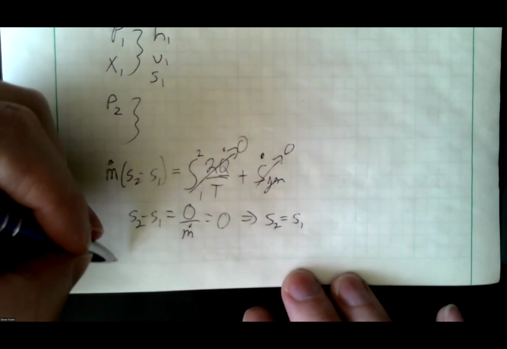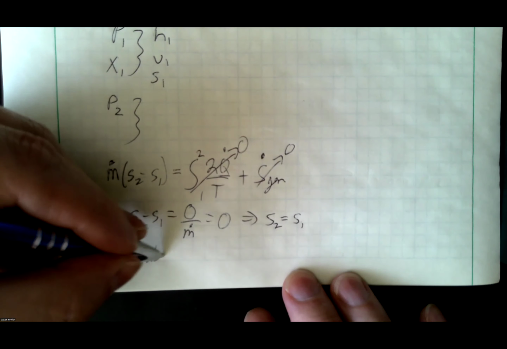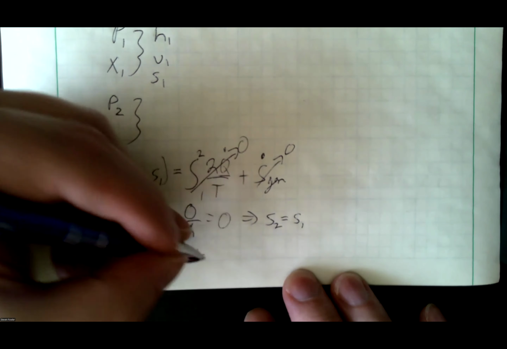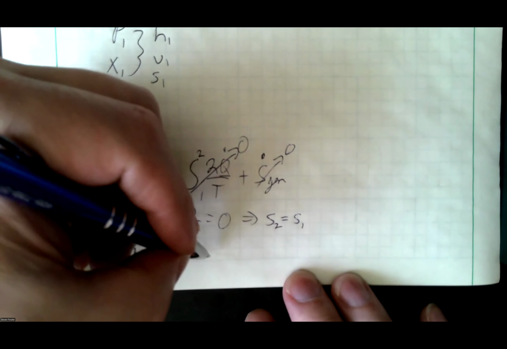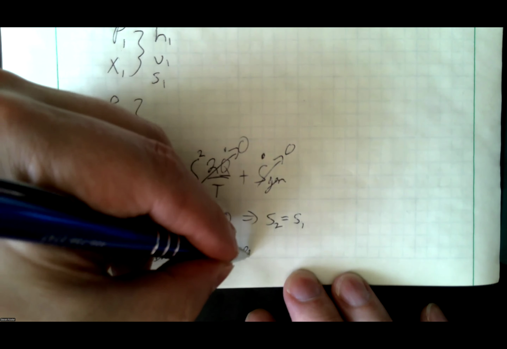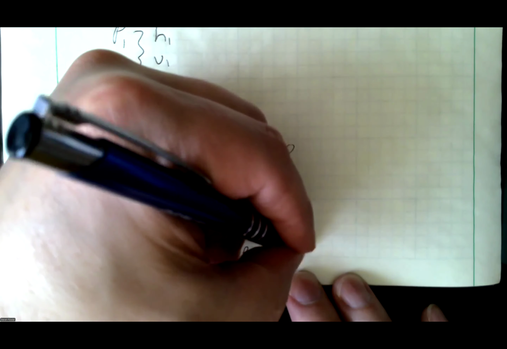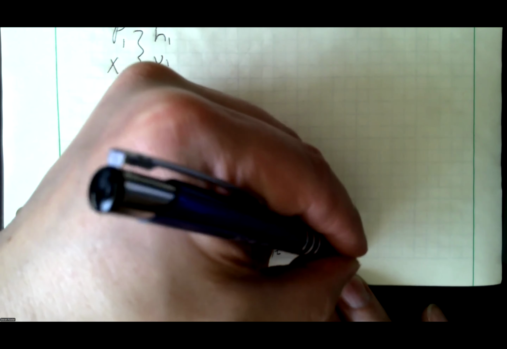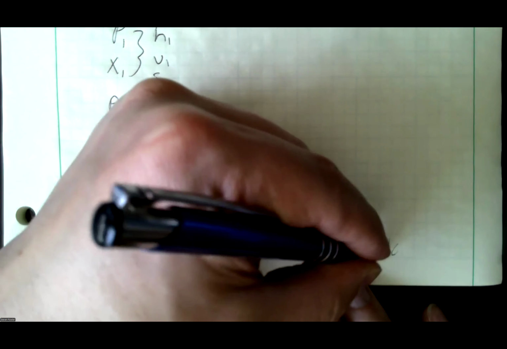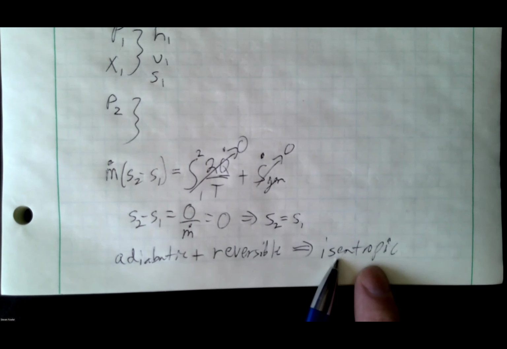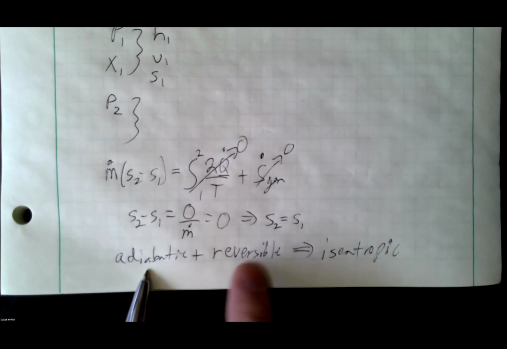Remember, I wrote this out earlier. If it's adiabatic and it's reversible, if I know those two things, that tells me it's isentropic. I made a big deal, and I'll continue to do it, about how just because I know it's isentropic doesn't mean I know it's adiabatic and reversible.